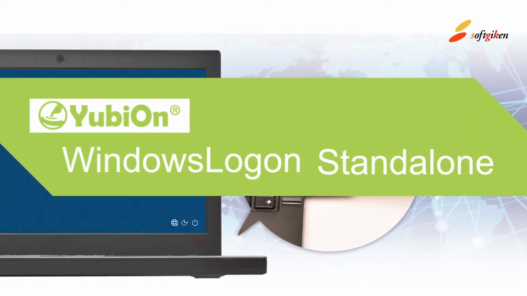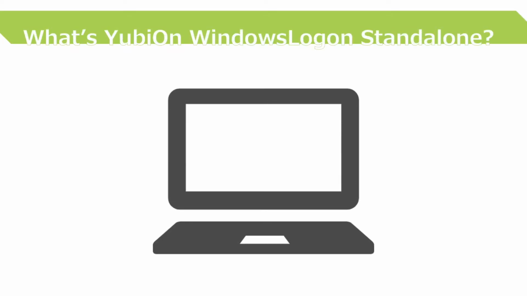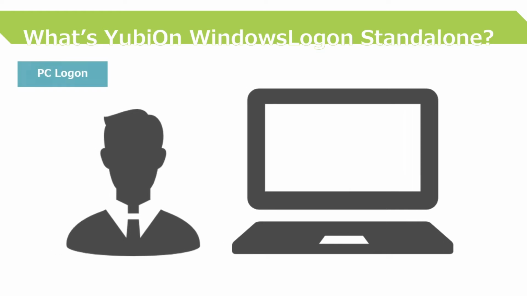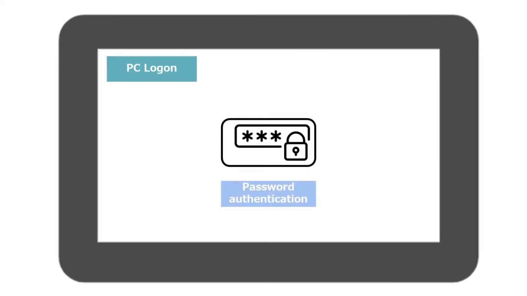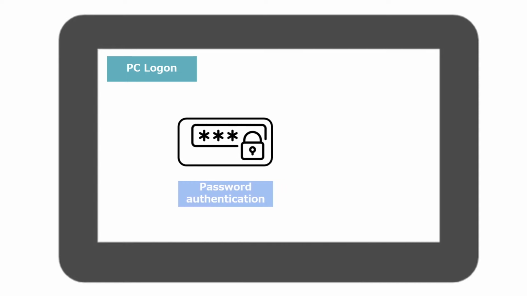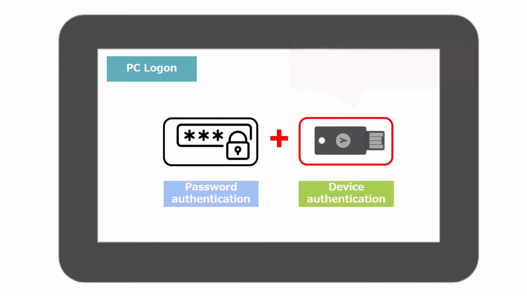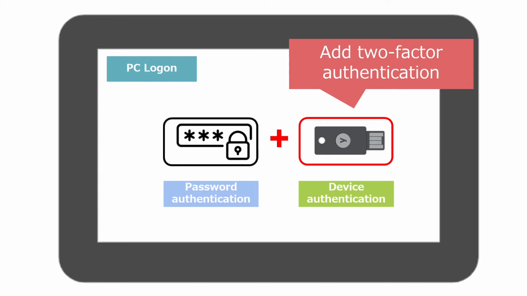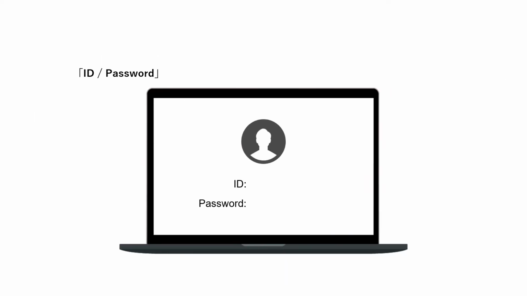Introducing YubiOn WindowsLogon Standalone. YubiOn WindowsLogon Standalone is a solution that allows you to realize two-factor authentication using an external authentication device to log on to your Windows device. You can immediately take security measures for your device by simple setup.